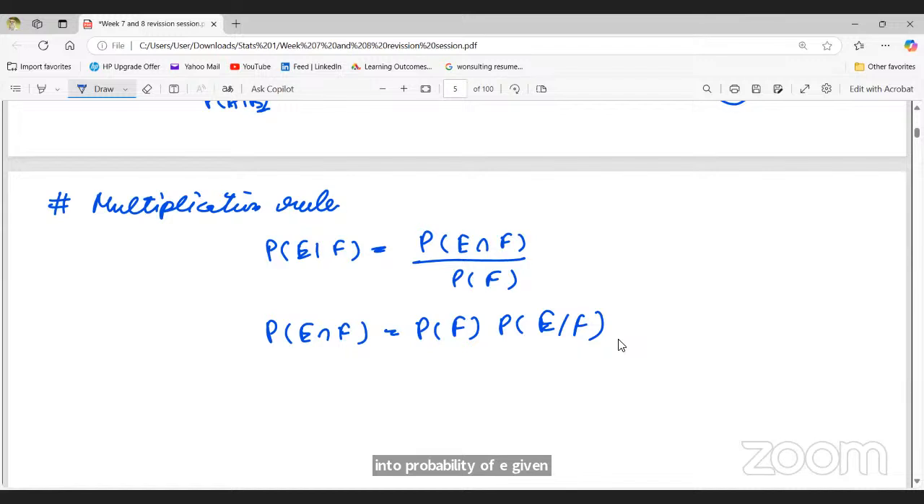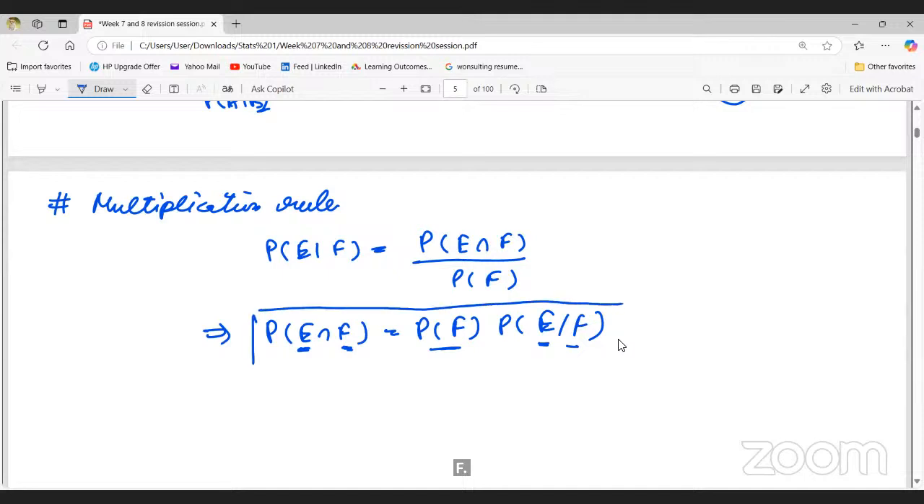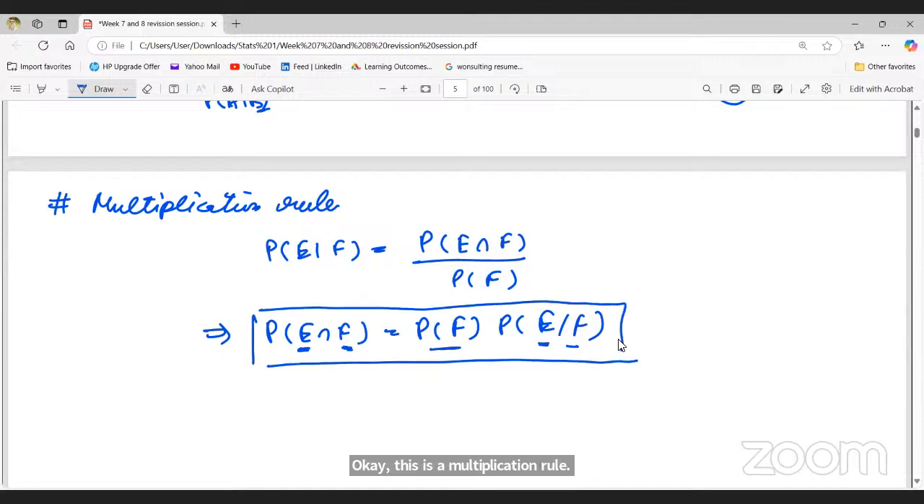Okay, so the multiplication rule states that the probability of occurrence of both events E and F would be equal to the probability that F has occurred multiplied by the conditional probability of E given F. Okay, this is the multiplication rule formula. Let me take an example.